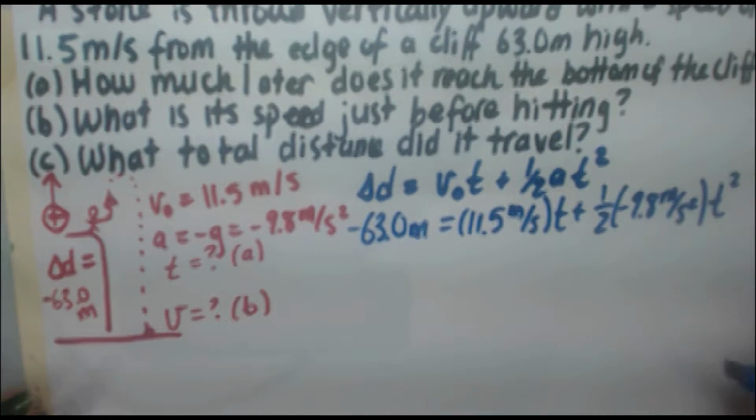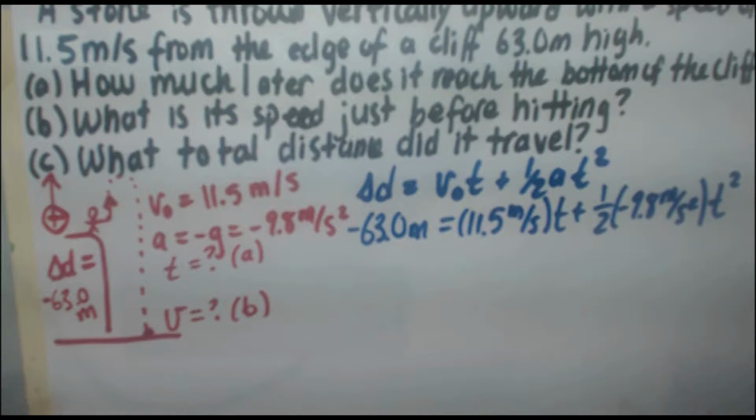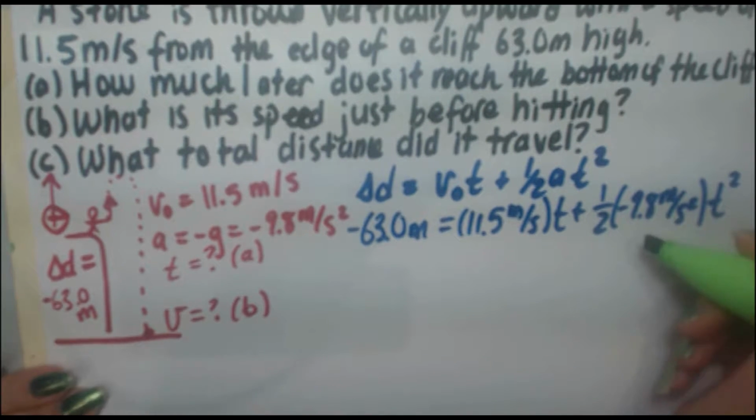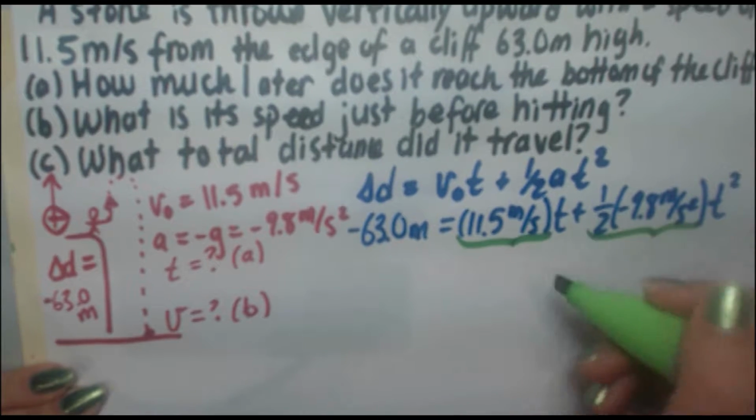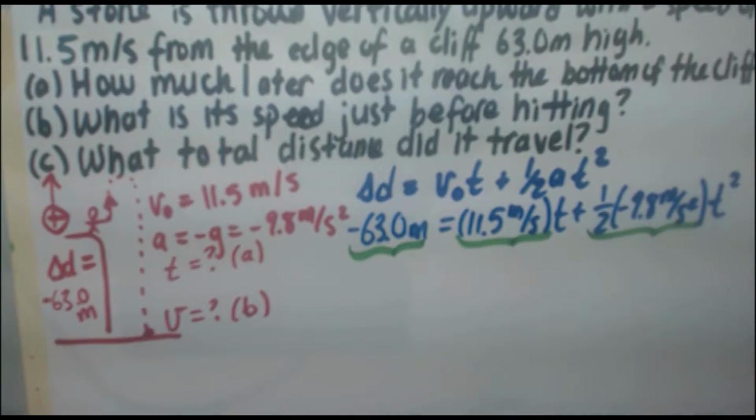I really hope you guys are seeing where this is going. If you watched my previous video, stone falling, you already know where I'm going with this. And if you didn't, what you need to recognize in this problem is that you've got a term in front of a t squared, a term in front of a t, and then a term that has no t.